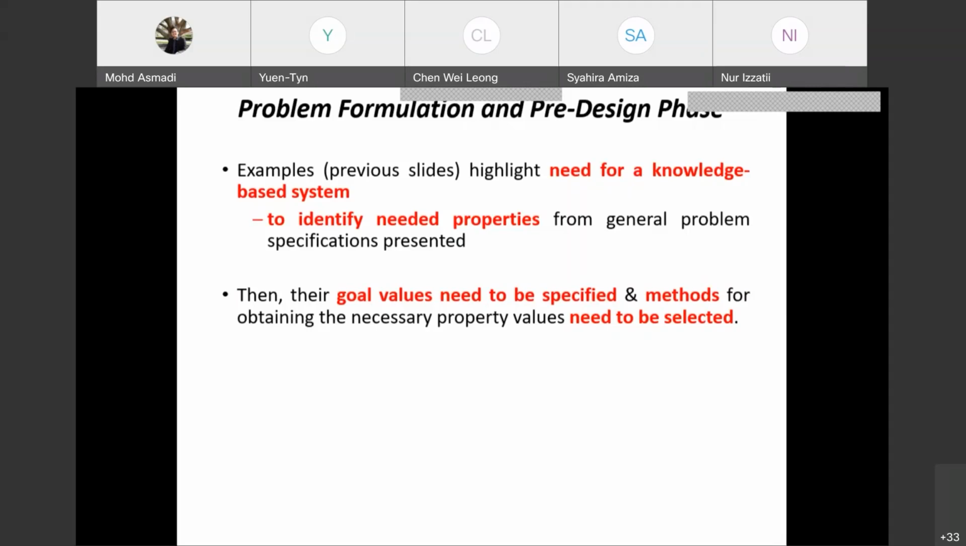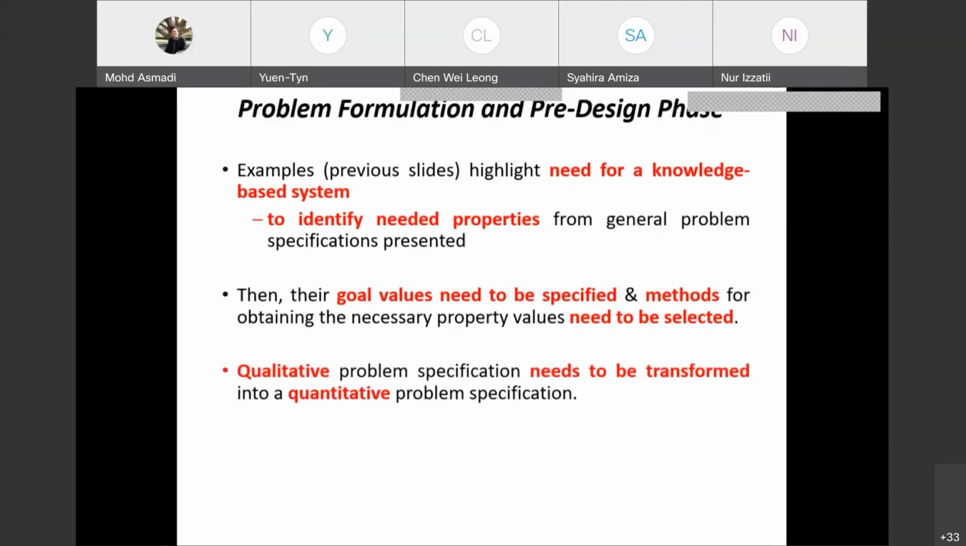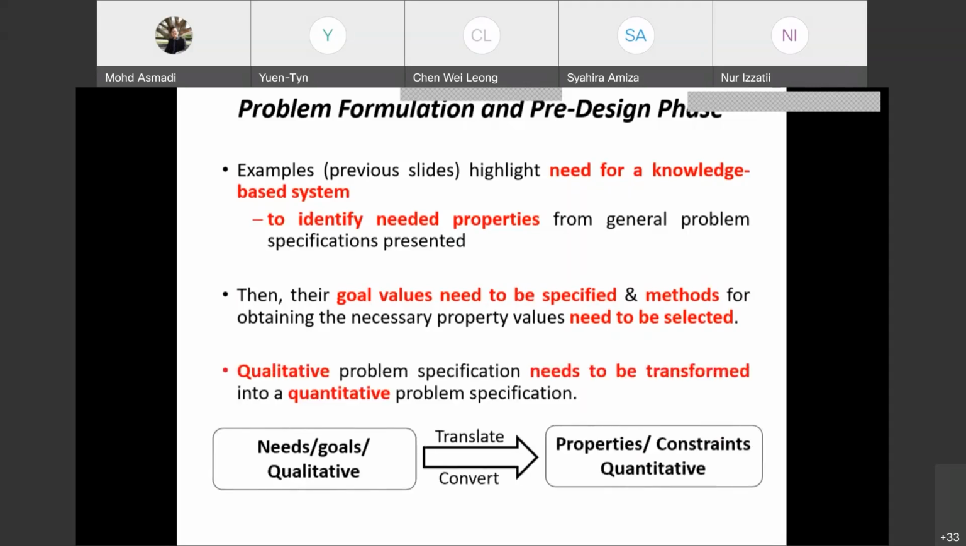So we can know the properties, which go from the qualitative to the quantitative. Qualitative is a problem specification, so we have to transform it to the quantitative one. So how can we transform actually? As I told you, the qualitative is the need, or the main objective. The properties are something we can measure.